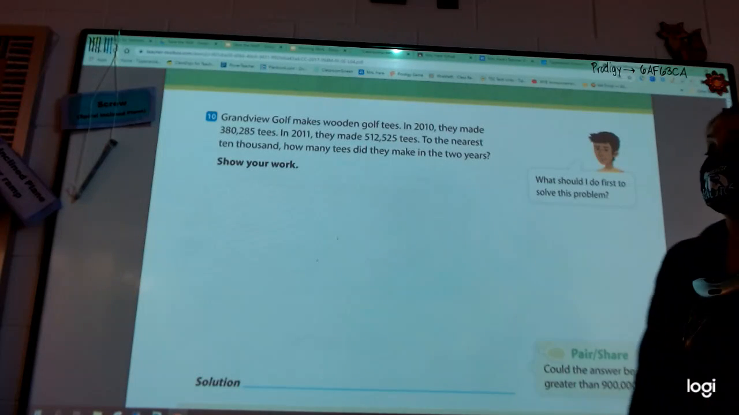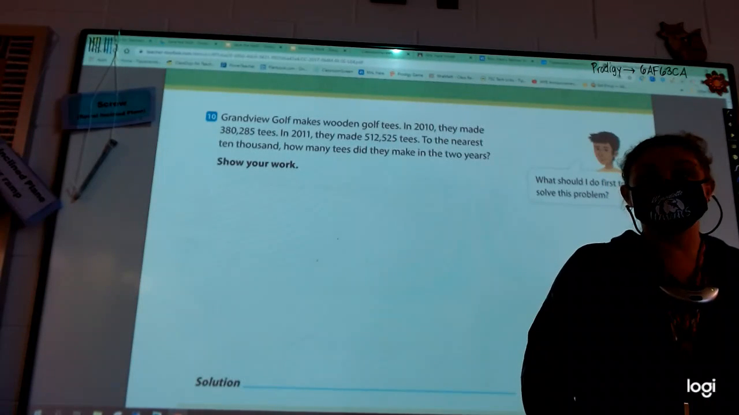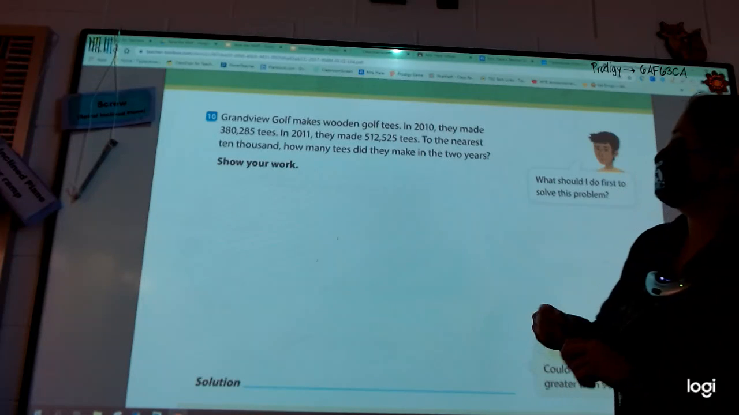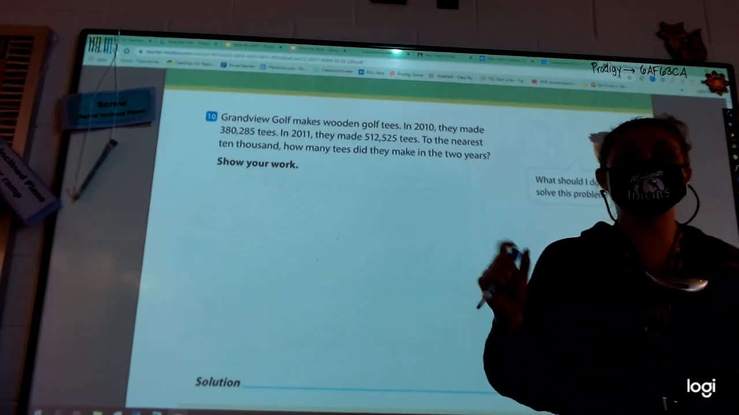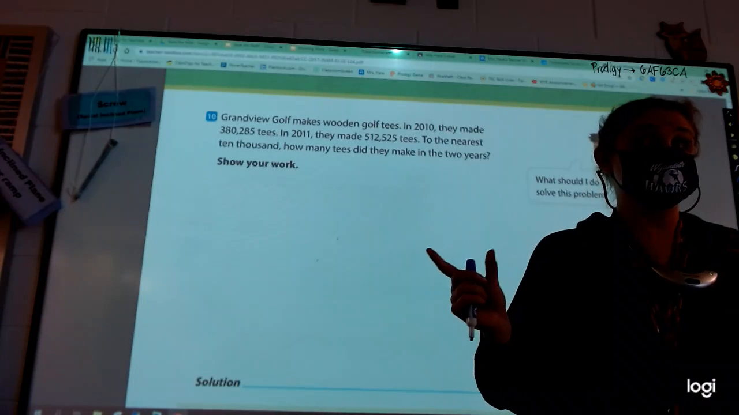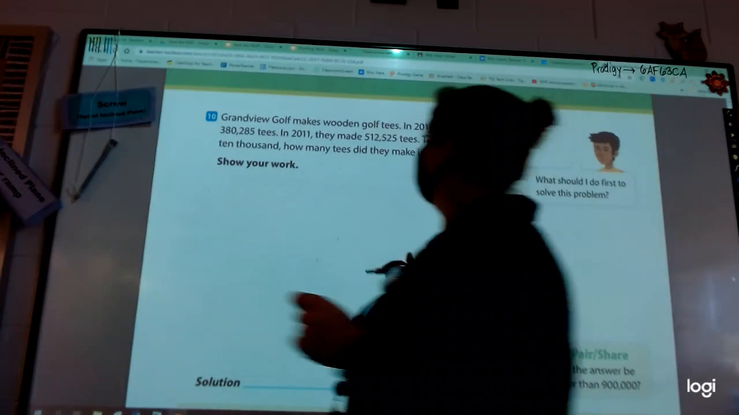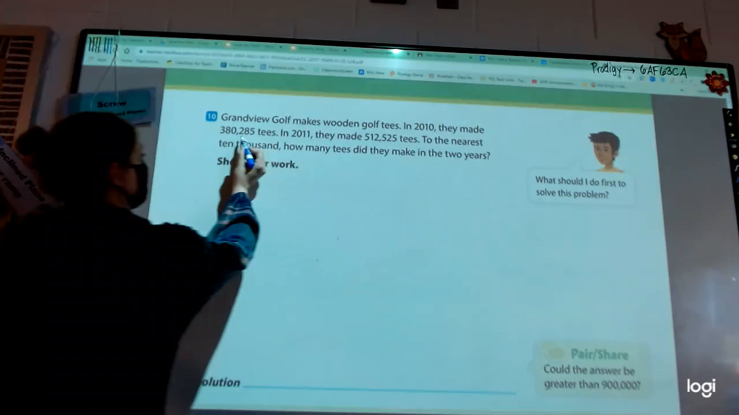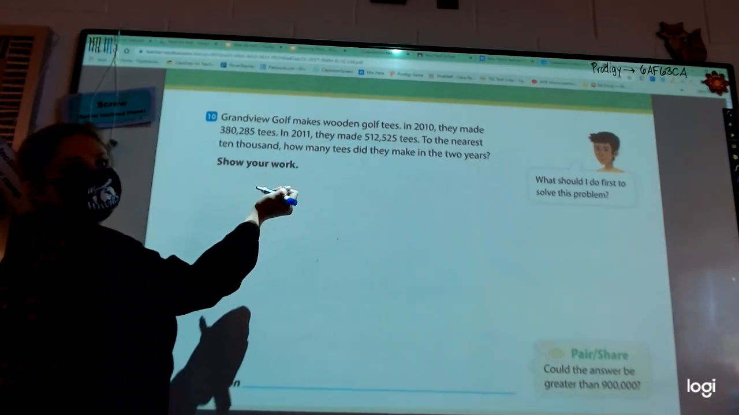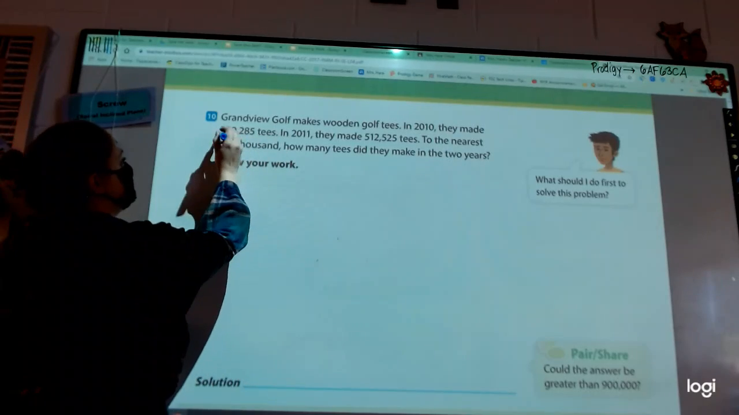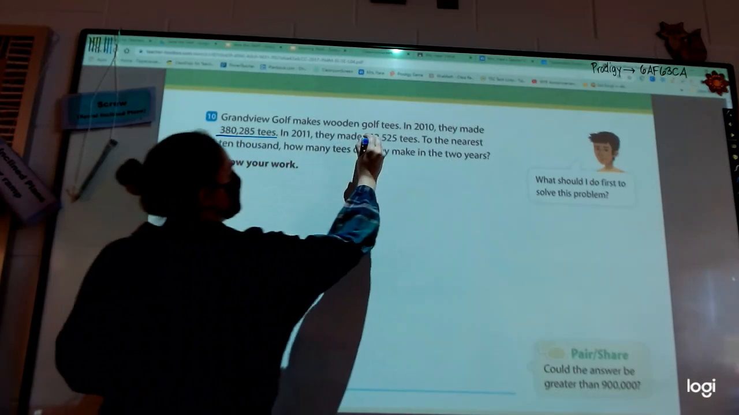That's a lot. Okay, so this problem is the same as the last one. All right, so let's mark it up first. What are the important numbers? Do we need to know the amounts of tees? Kids? Are the years important or are the number of tees they made important? The number of tees. So I'm going to underline those.